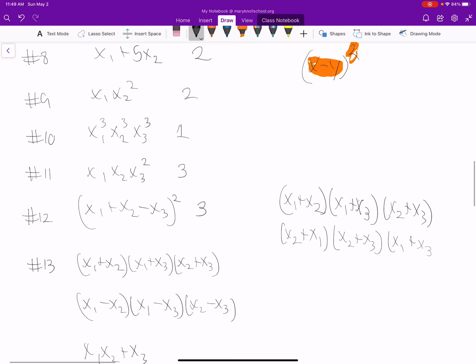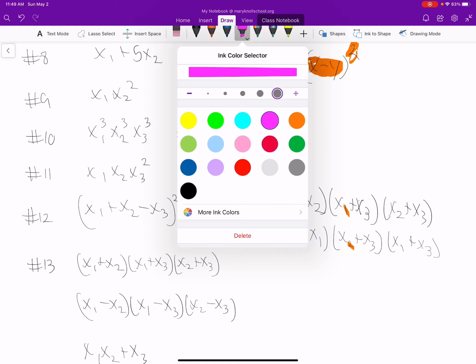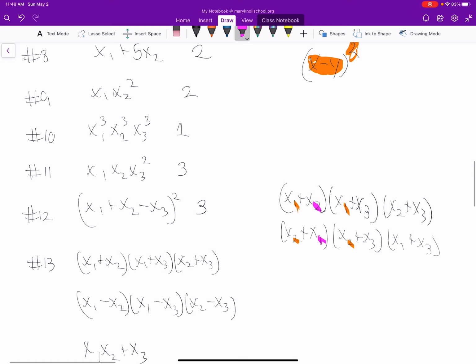Did I do that right? Anytime that there's a 1, I get a 2, and anytime there's a 2, I get a 1, and 3's stay the same. Okay, we can see here we get the same thing, because when you look at this value, 1 plus 2, this is the same as this one, 2 plus 1.